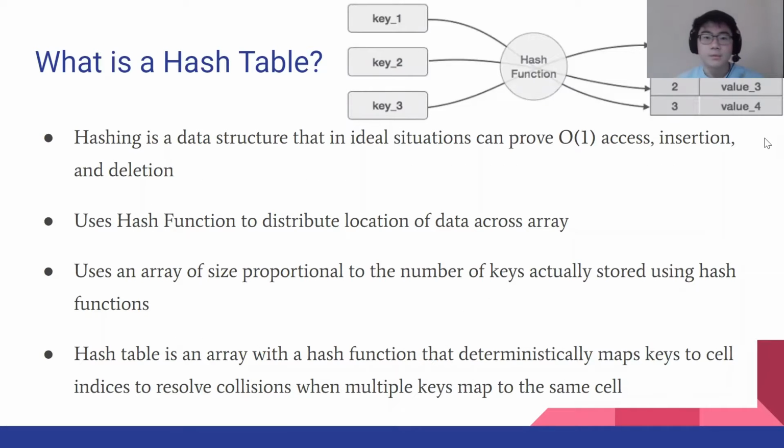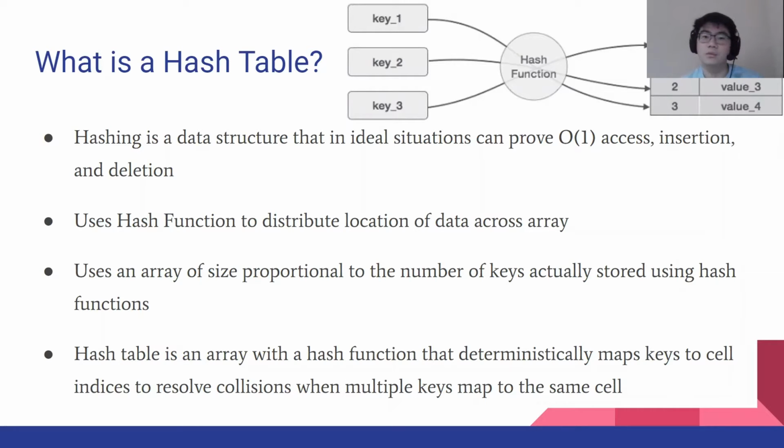What is a hash table? Well, hashing is a data structure that, in optimal time, can provide O(1) searching, insertion, and deletion of objects. Hash tables use a hash function to break down larger keys into smaller keys that will be stored in the hash table array.